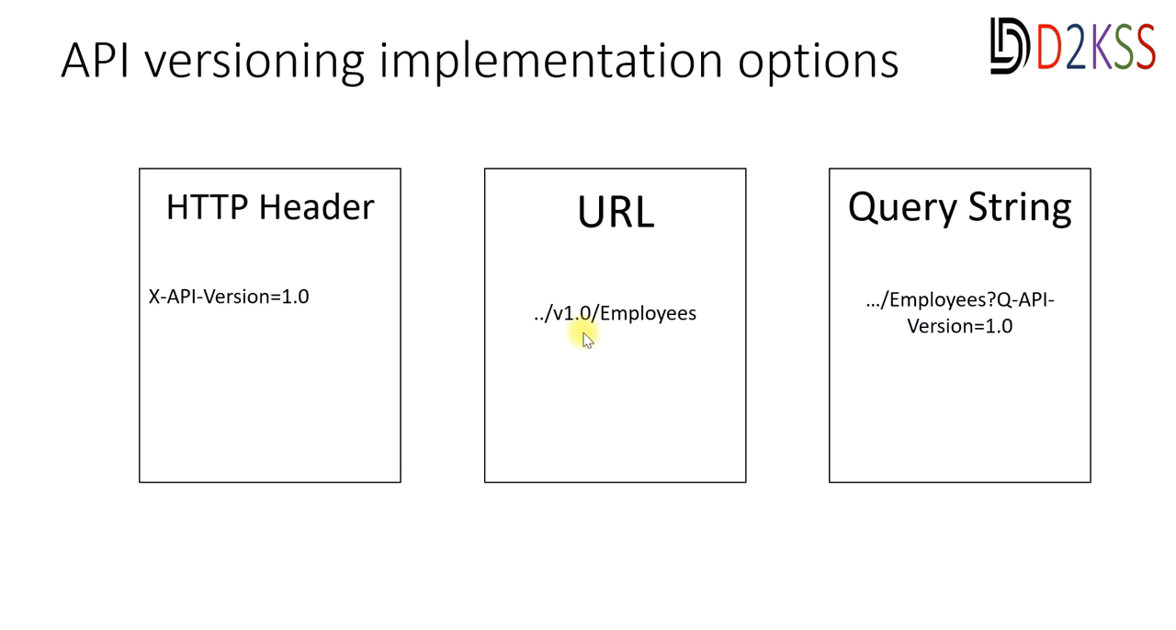Now we talk about what options are available to apply versioning for the API implementation. Either you can pass a parameter in the header which indicates the version of the API, or you can add the version in the endpoint URL, or you can use the query string to indicate the version of the APIs we are trying to access. Now I'll switch back to Visual Studio to demonstrate how we can implement versioning using these three options: HTTP header, URL or query string.